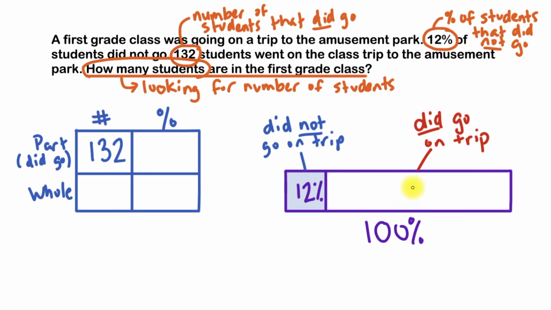Now, what's the value of this big piece here? Well, if everything's 100% and 12% represents the kids that did not go on the trip, then how would we find this? Well, we could subtract this 12 from 100, and whatever's left is the value of this big piece here. So let's do that math.